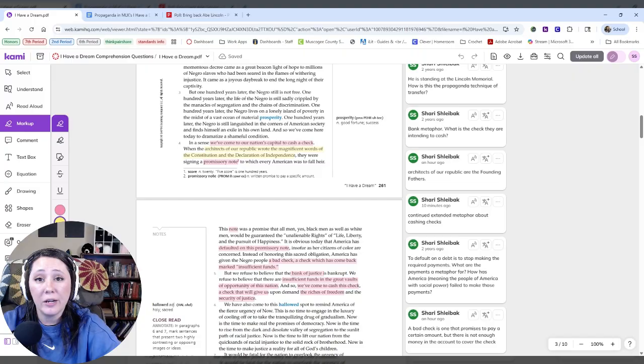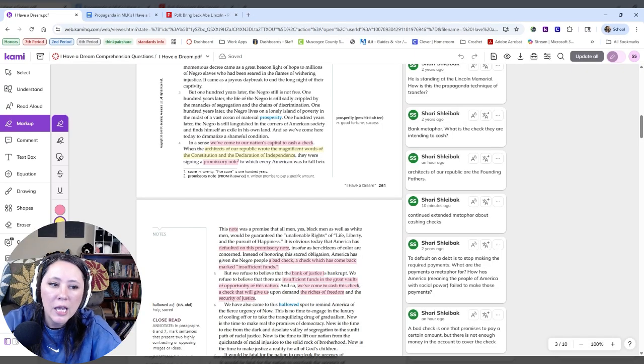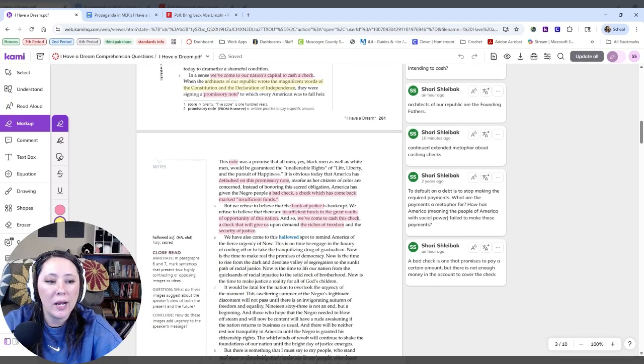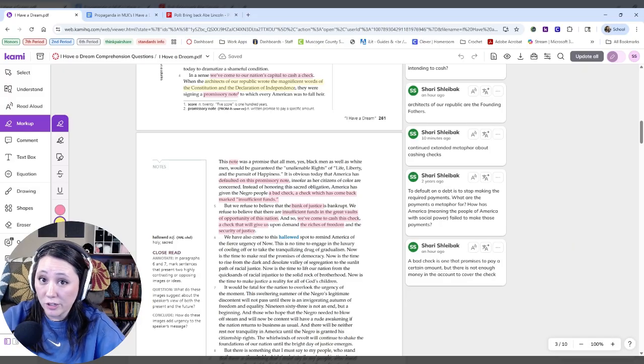Now I need to talk about a narrative technique that I think goes with it. So I noticed he talks about a promissory note. And he's arguing that it was signed by our founding fathers. He argues that all Americans are heirs to this promissory note. That means that all Americans have a right to it. He's talking about a check, a metaphorical check that African Americans have come to cash. He even says that much further down. He says, we've come to cash this check that will, quote, grant the riches of freedom and the security of justice. He's using narrative techniques to make a powerful argument here.